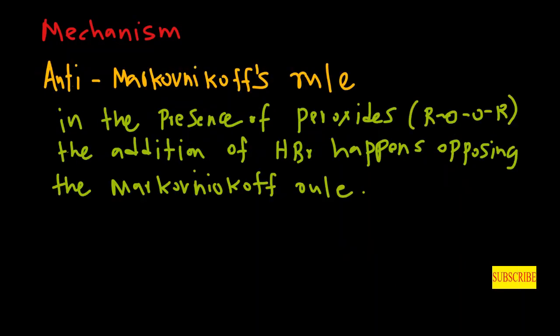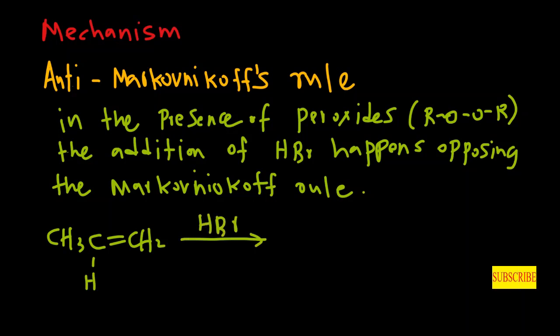Thereafter, we need to consider the anti-Markovnikov rule. In the presence of peroxide, the addition of HBr happens opposing the Markovnikov rule. Then you need to consider this reaction. HBr is reacted with propene under peroxide medium. For the peroxide, we can use H2O2 or sodium peroxide. This reaction will make the less substituted product.